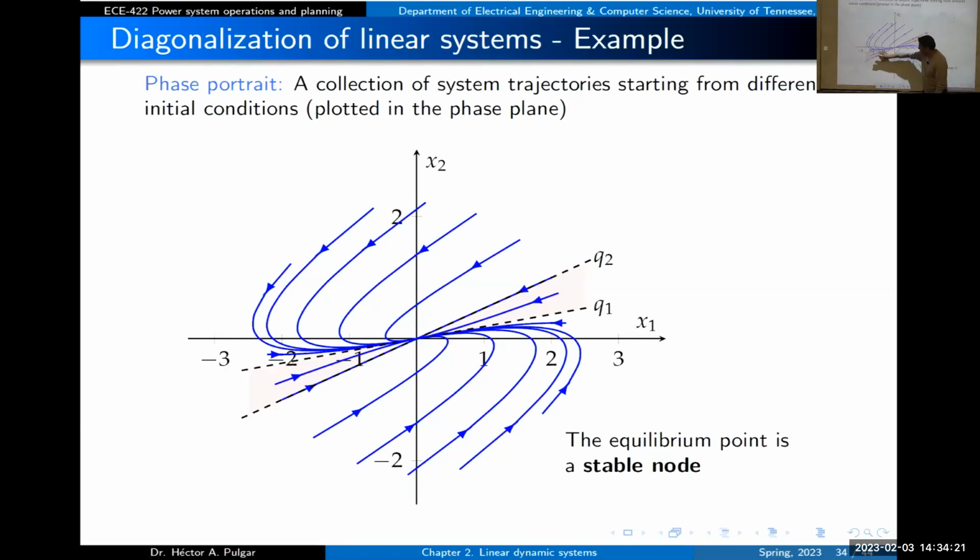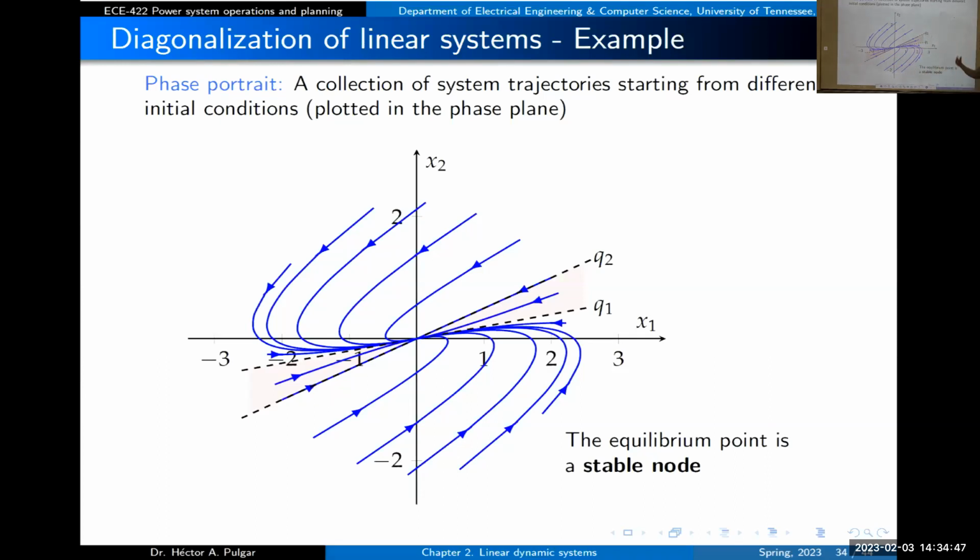The space is divided here into 4 regions. This one from here to here, from Q2 to Q1, this one here, and this one from Q2 to Q1 again, 4 regions. If you start here, the trajectory never leaves this region. There is no oscillation. The same thing here, here, and here.